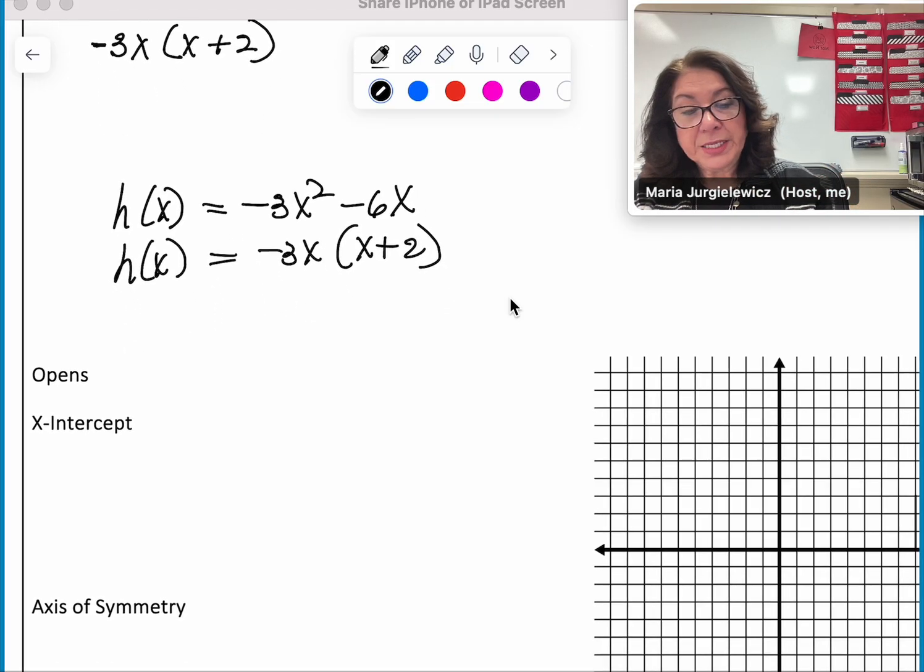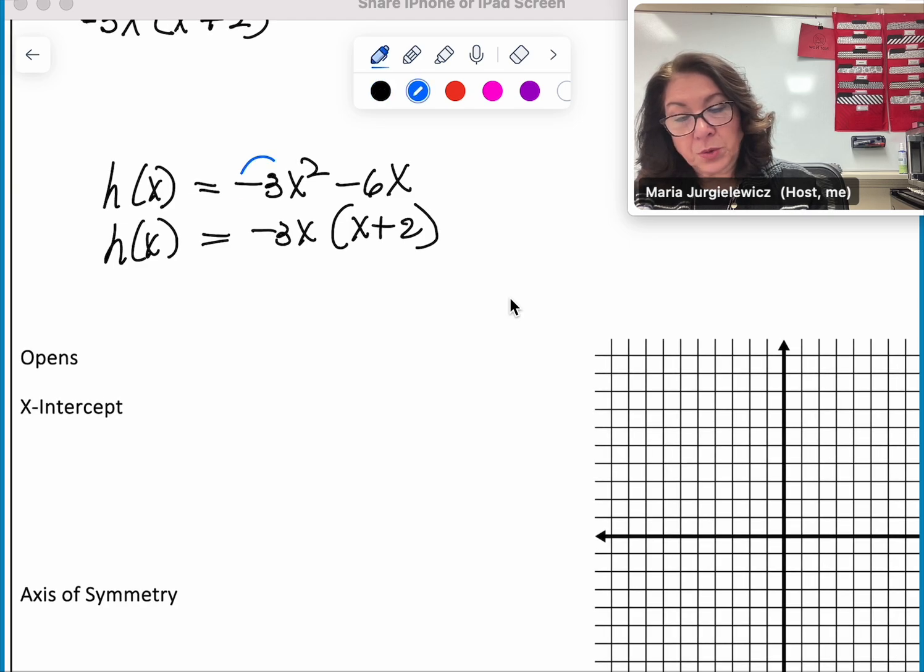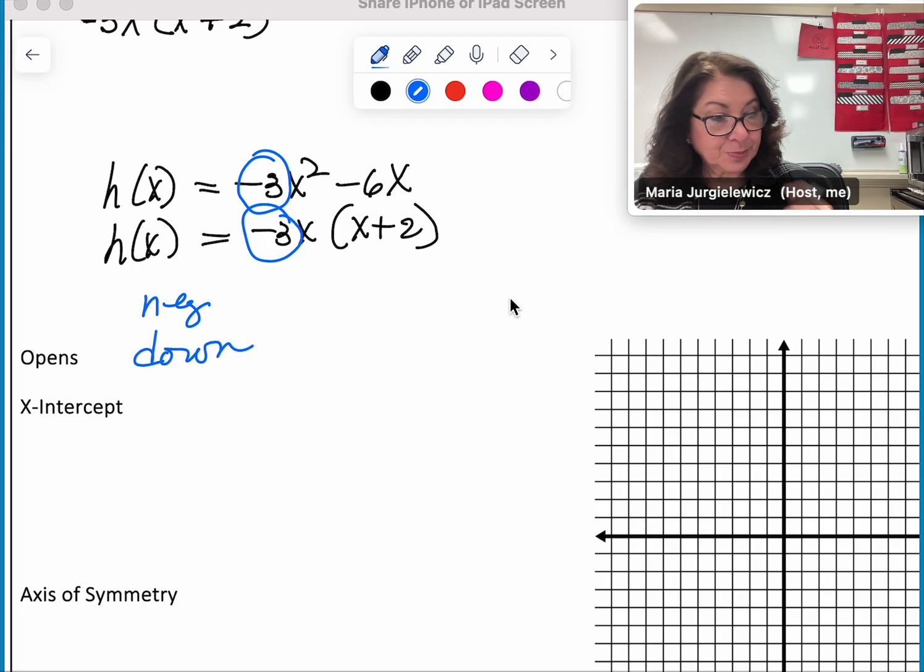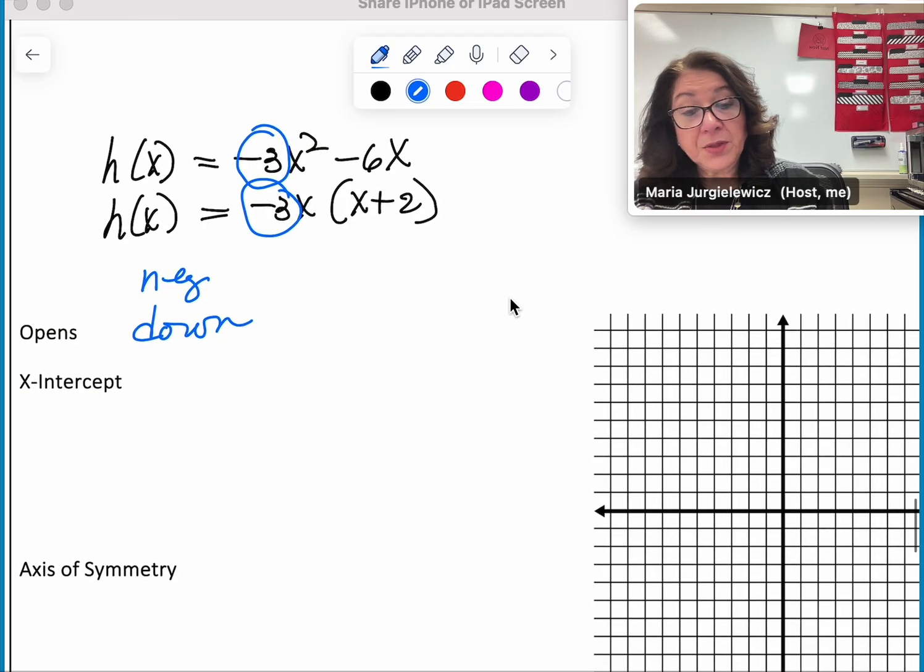Okay, which way does it open? All right, so we're going to take a look at those numbers. They are negative, so this is going to open down. Okay, now the x-intercepts. For the x-intercepts, I'm going to go with this equation all the time because it's already factored. It's easier for us.